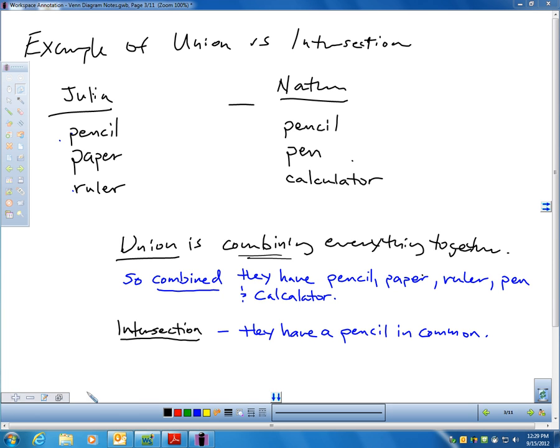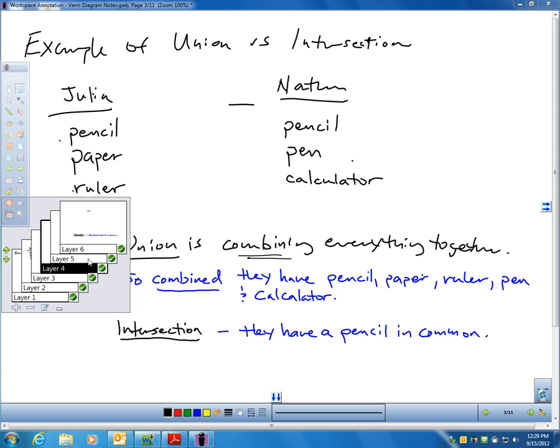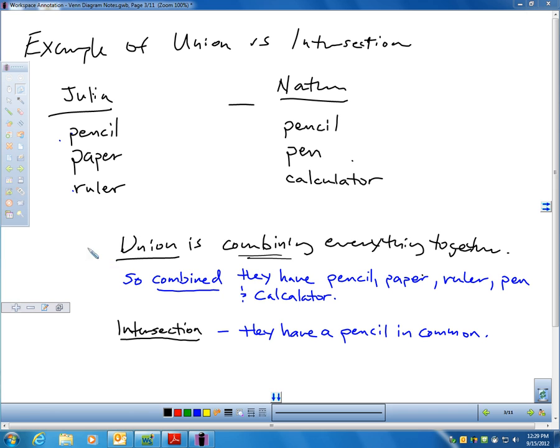However, if I ask them to intersect what they have, I'm asking them, what do you both have in common? Just group what you have in common together. Well, if you look, the only thing that both of them right now have in common is right here. They both have a pencil. They don't have anything else in common. The intersection is what do they have in common. They have a pencil in common, and that's it.